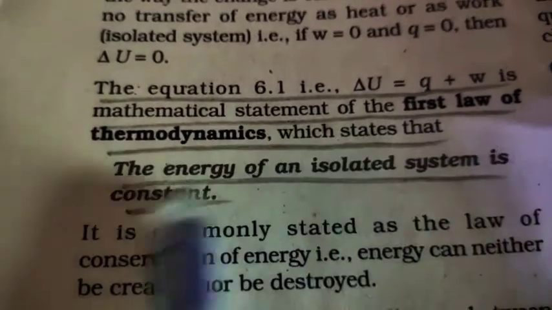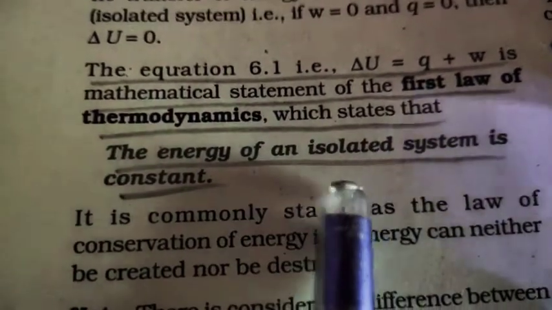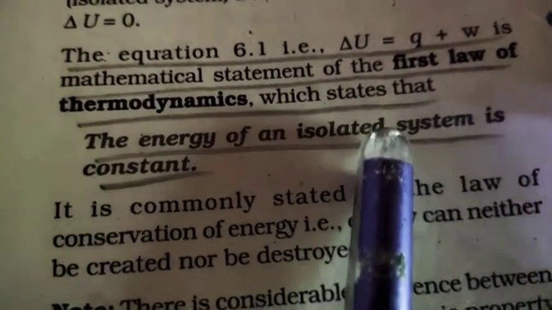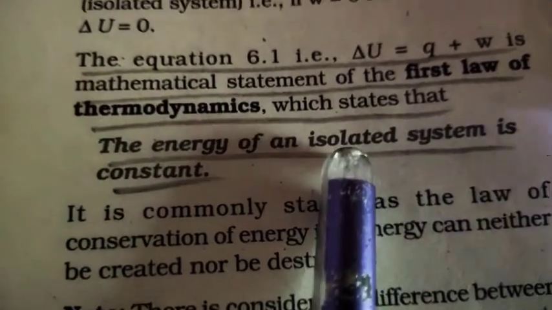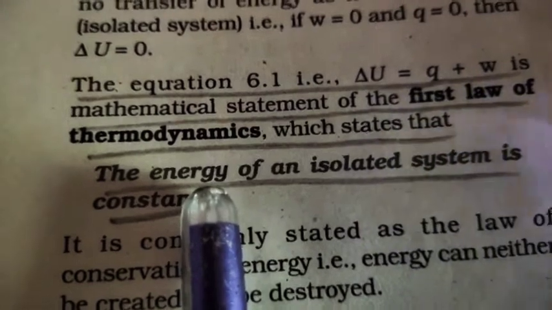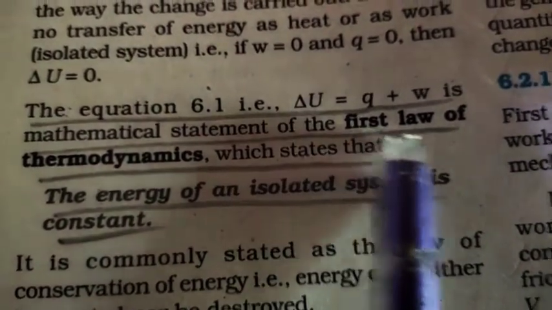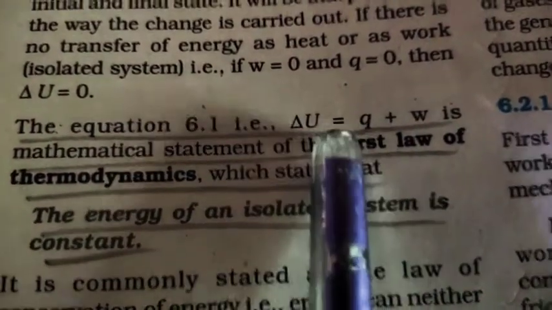Now, let us move on to the first law of thermodynamics, which states that the energy of an isolated system is constant. You see, in an isolated system, there is a barrier which will not allow the system to exchange heat or to exchange matter. So heat exchange, which is obviously a form of energy, does not happen, and you can say that the energy of that isolated system is constant because it is not moving outside the isolated system. And delta U equal to Q plus W is the mathematical statement of the first law of thermodynamics.